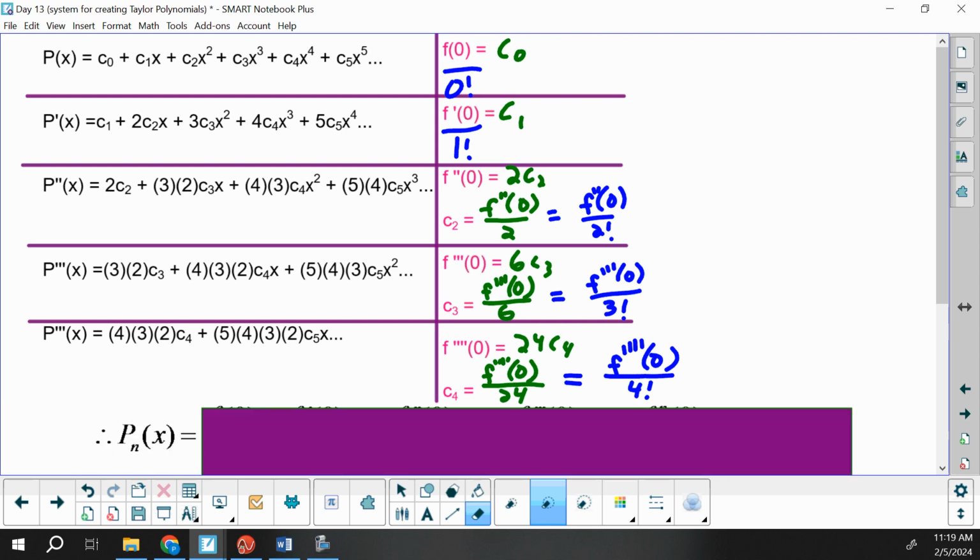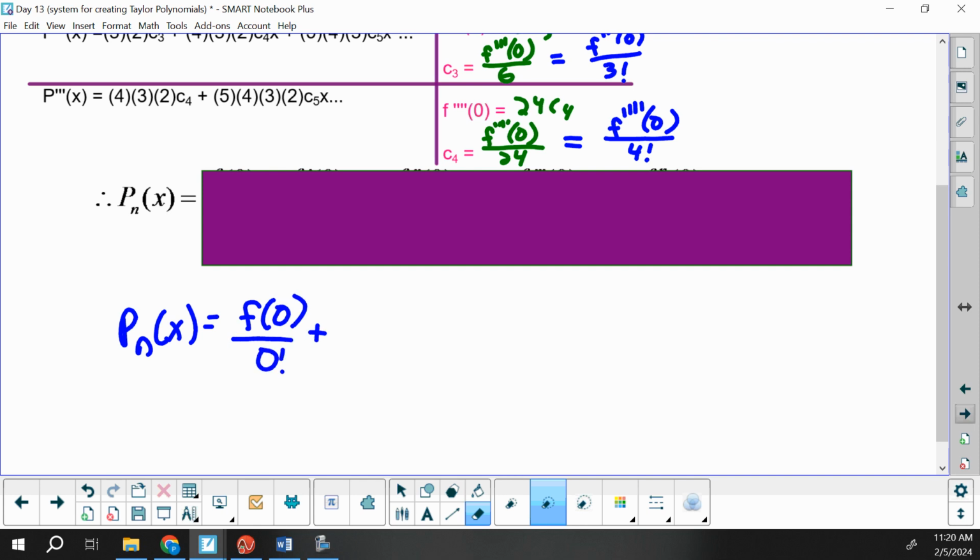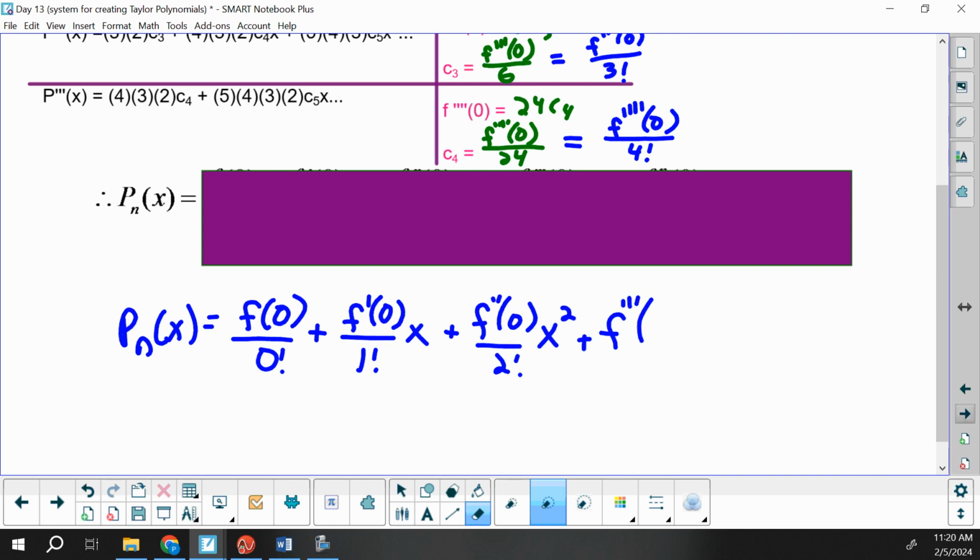So let's piece together this general polynomial now. So Pn of x should equal our C0, which we just found was f of 0 over 0 factorial, plus our C1 times x. We found C1 was f prime of 0 over 1 factorial, and then x. Our C2 was the second derivative at 0 over 2 factorial, and then that's times x squared. If we keep going, we'd have third derivative at 0 over 3 factorial times x cubed. And this could keep going.